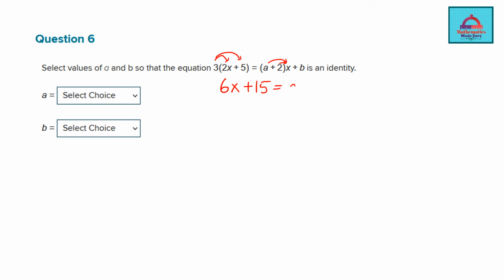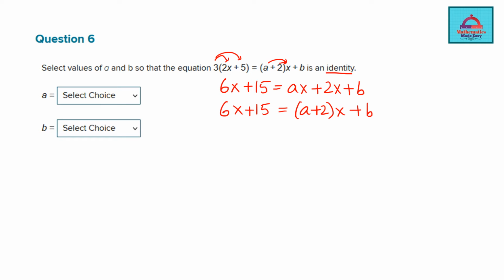A multiplied with this is ax plus 2x plus b. Now you need to find a and b. So this is an identity, means it is true for all values. So what you'll do is 6x plus 15 you will keep as it is. You will combine these two like a plus 2x and this one as b.